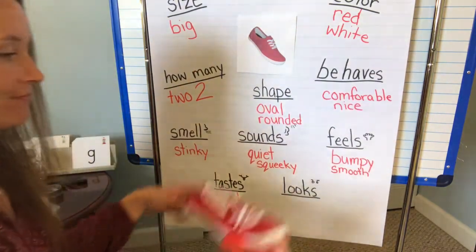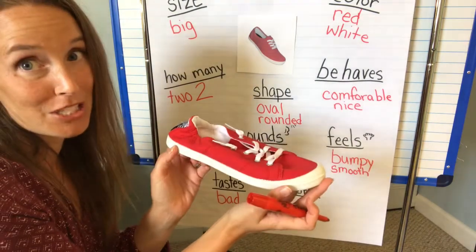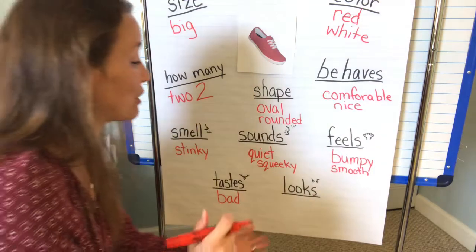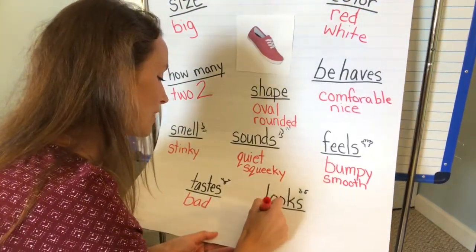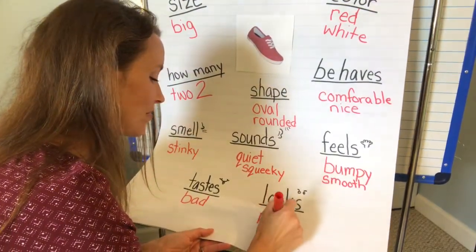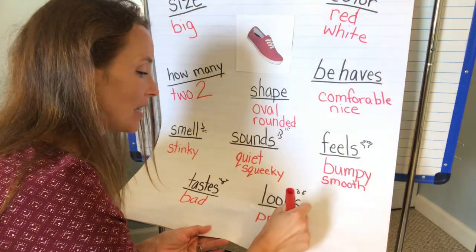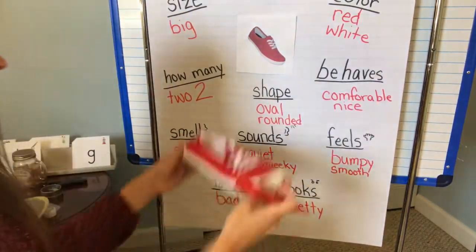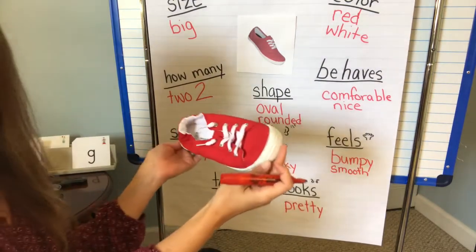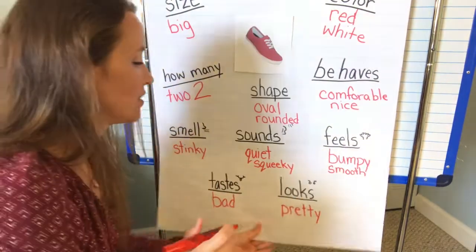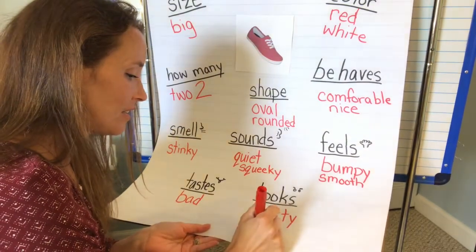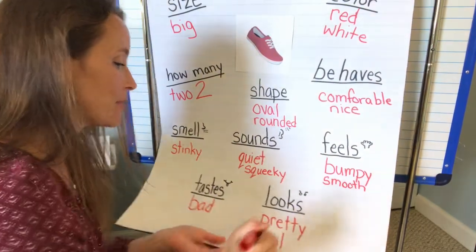Looks. Well, I like my shoe, so I think it looks pretty. So pretty is the word that describes my shoe. All right, and let me see. I think they're kind of cool. So cool is another word that describes my shoe.